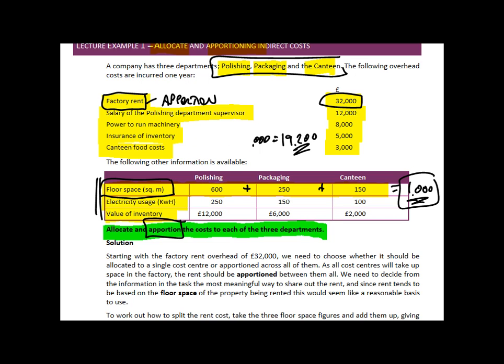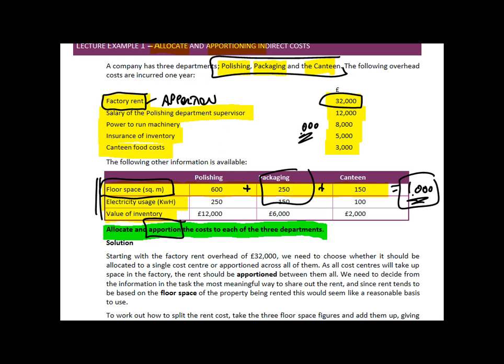Now what about the packaging department? You can see they occupy less floor space, so they're going to get less cost. If I take the square meters for packaging, divided by the total, 250 over 1,000 is 0.25, or a quarter of the space. They therefore deserve a quarter of the cost. So 0.25 times 32,000, I would give the packaging department 8,000 of the rent cost. That's the amount they deserve.